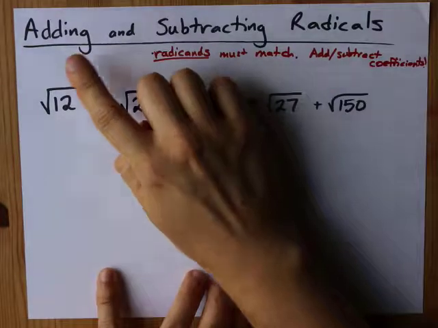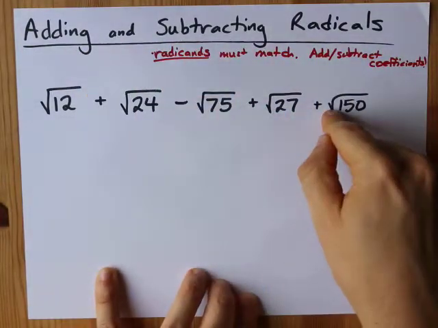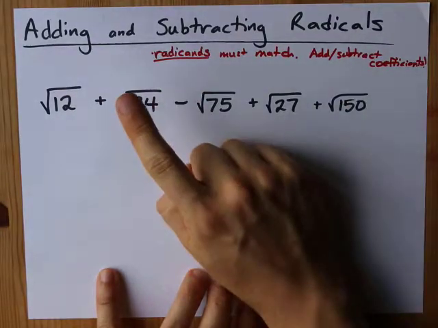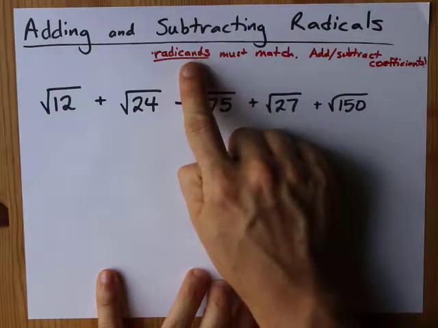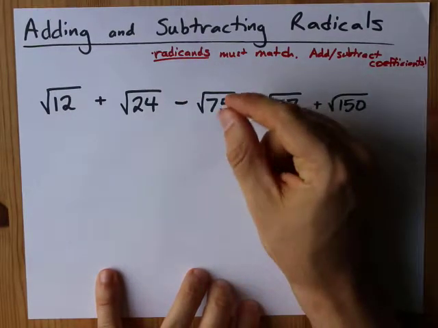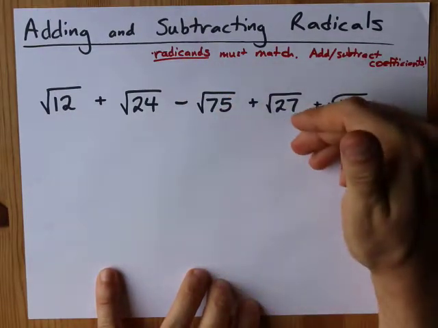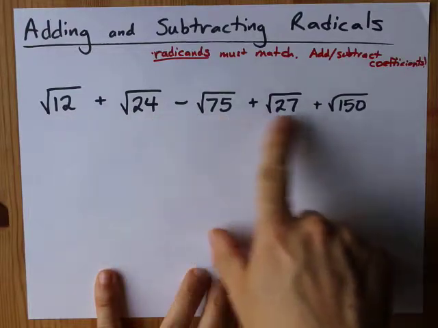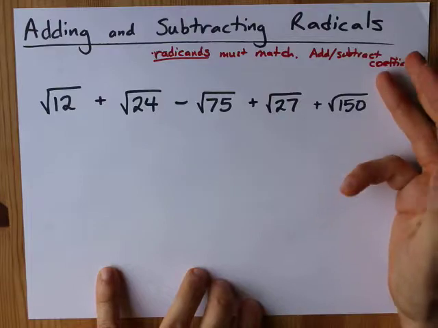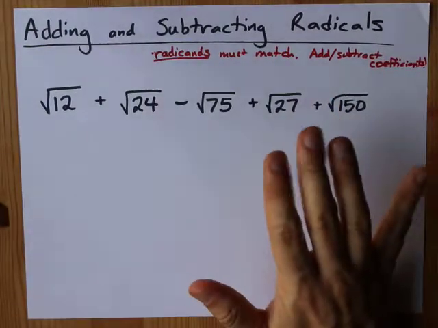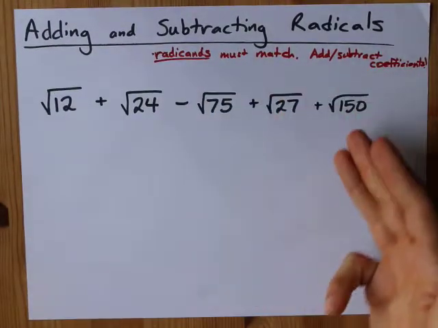Hey guys, how do you add and subtract radicals from each other? Well, first you have to simplify them, and then you can combine the ones where the radicands match. The radicands are the numbers underneath the square root. And the radicands here don't match for any of them, but once I simplify them, some of them will. Let's do that first, then I'll show you which ones we combine and how.